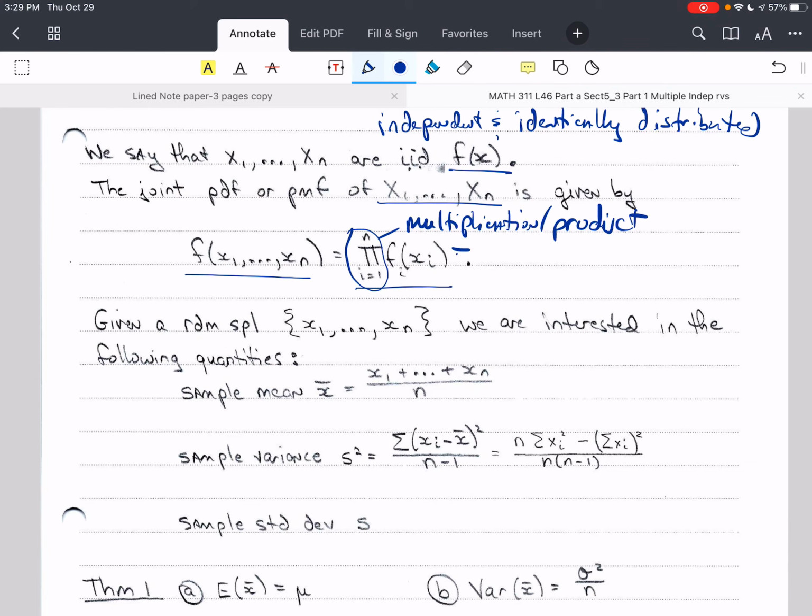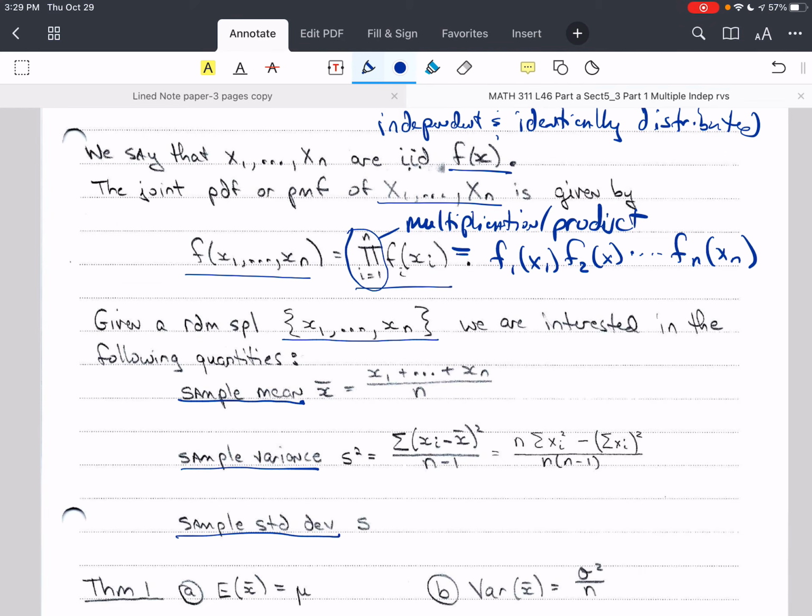So what we're doing here is we're taking f of 1, x1, times f of 2, x2, all the way up to f of n, x sub n. Okay? So if we're given a random sample, the set of x1 to xn, we're interested in the following quantities: the sample mean, the sample variance, and the sample standard deviation.